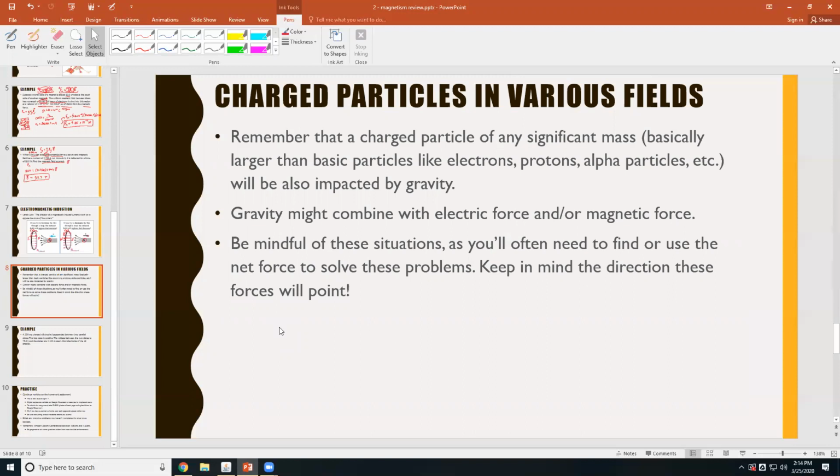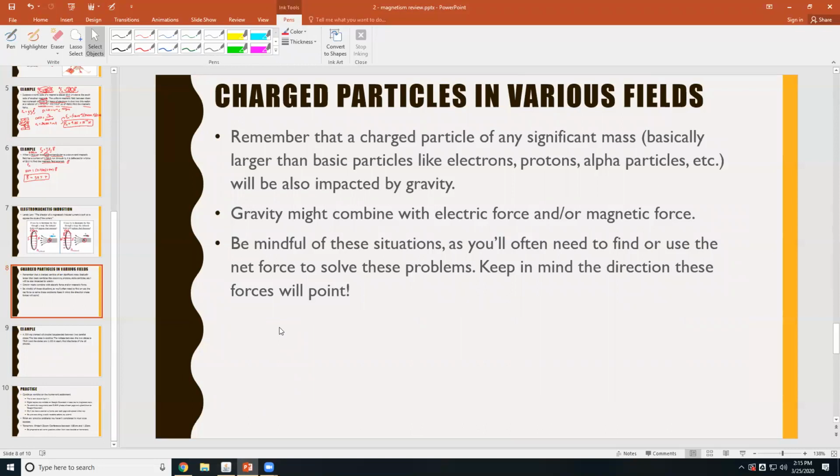Now, gravity, though, on these larger particles, like when we saw Millikan's oil drop experiment, gravity might actually combine with the electric force and or the magnetic force. You have to look at a whole situation, an entire problem, and figure out what kind of forces are actually present in any of these problems. So I want you to be mindful of these situations, as you'll often need to find or use the net force to solve these problems.